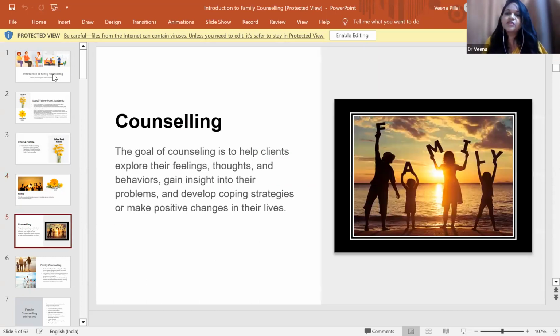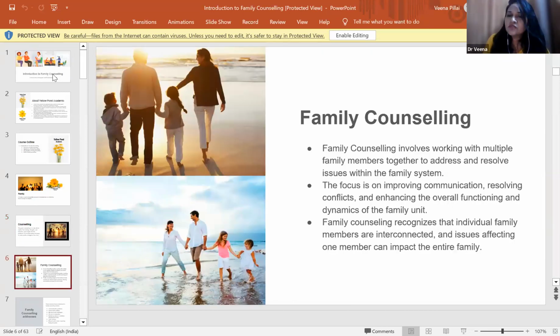When we talk about counseling, the goal of counseling is to help clients explore their feelings, thoughts and behaviors. Counseling can help them gain insight into their problems, develop coping strategies, and make their lives better with positive changes. Family counseling involves working with multiple family members together. It's not only about couples, it's about any member of the family who is related.